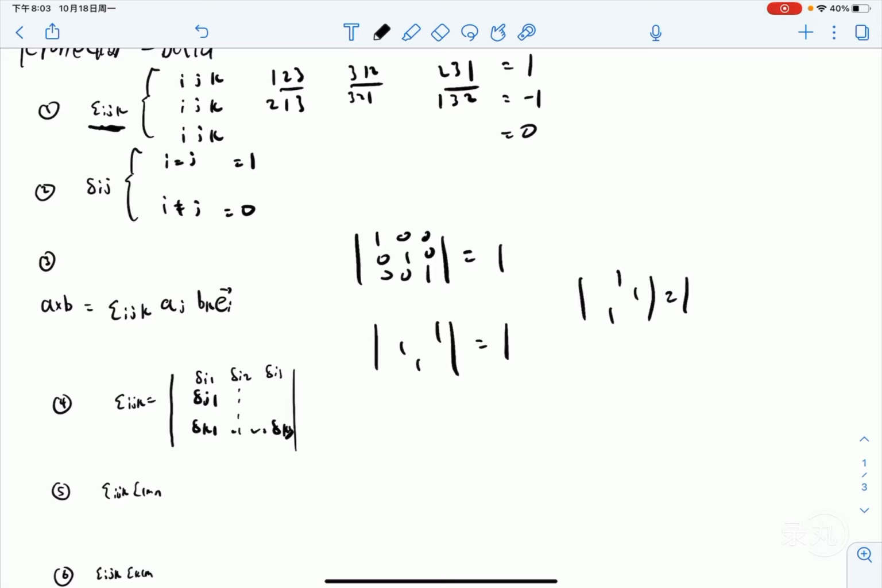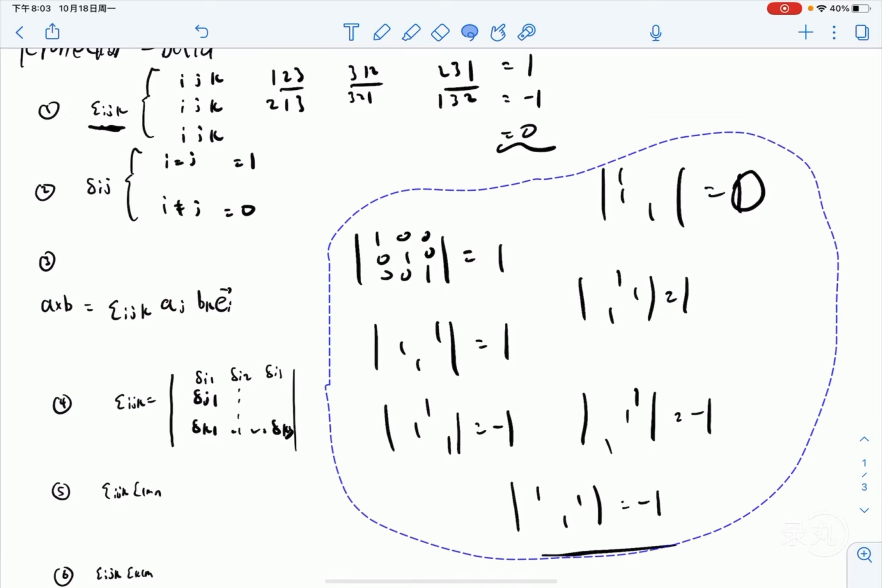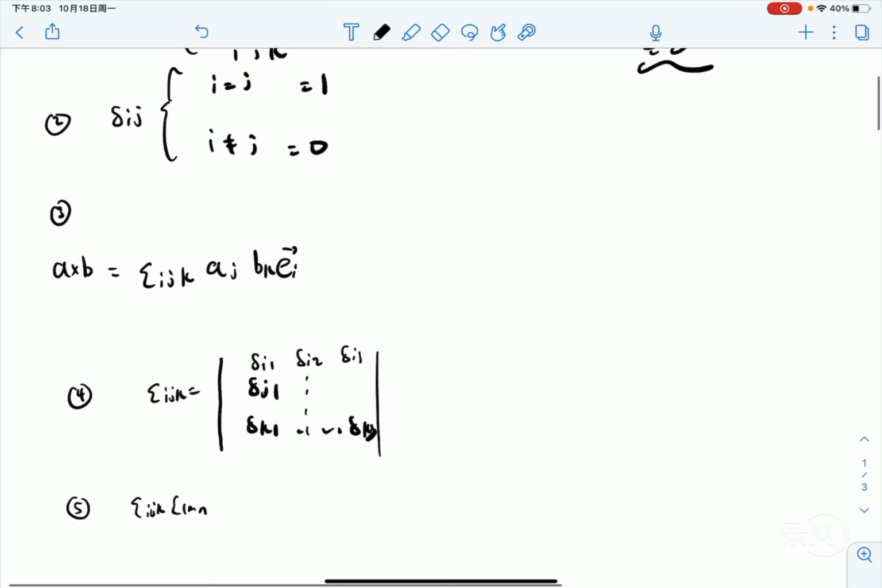And when it is in the arrangement of 213, it is negative 1, and 321 is negative 1, and 132 is negative 1. And the rest is just equal to 0. For example, when it is like this, it's going to be 0. So we can see that epsilon ijk is equivalent to this form. And you kind of need to remember this.